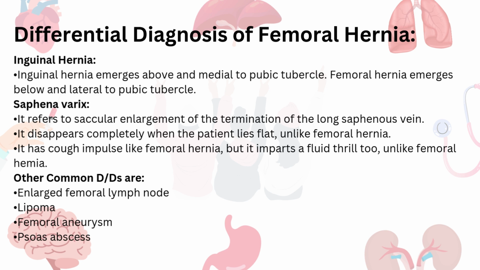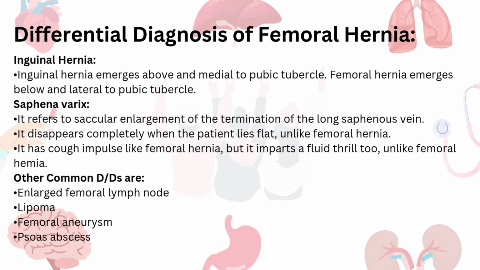Then the second differential diagnosis is saphena varix, which refers to the saccular enlargement of the termination of the long saphenous vein. It disappears completely when the patient lies flat, unlike the femoral hernia. We already looked at that femoral hernia is non-reducible. It has no positive cough impulse. It means femoral hernia is present all the time, while saphena varix would disappear once the patient lies supine in front of you. It has a cough impulse like the femoral hernia, but it imparts a fluid thrill too, unlike the femoral hernia. Then we have other common differential diagnoses, which could be enlarged femoral lymph nodes, lipoma, femoral aneurysm, psoas abscess, etc.